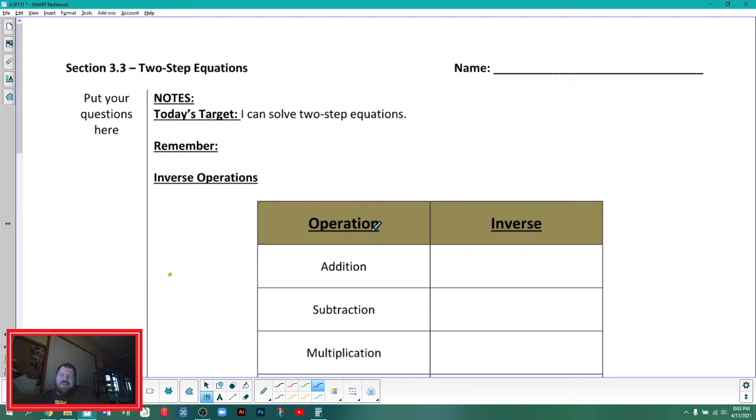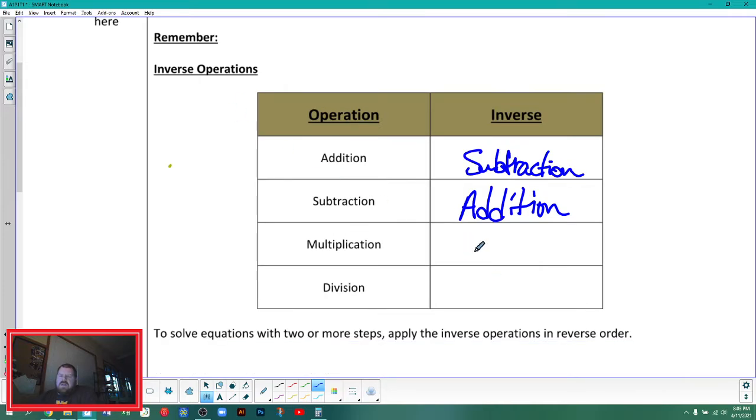So the top thing I want us to remember are the inverse operations. If I look at addition, what's its inverse? Subtraction. So for addition, we have subtraction. For subtraction, we have addition. For multiplication, we have division. And for division, we have multiplication.